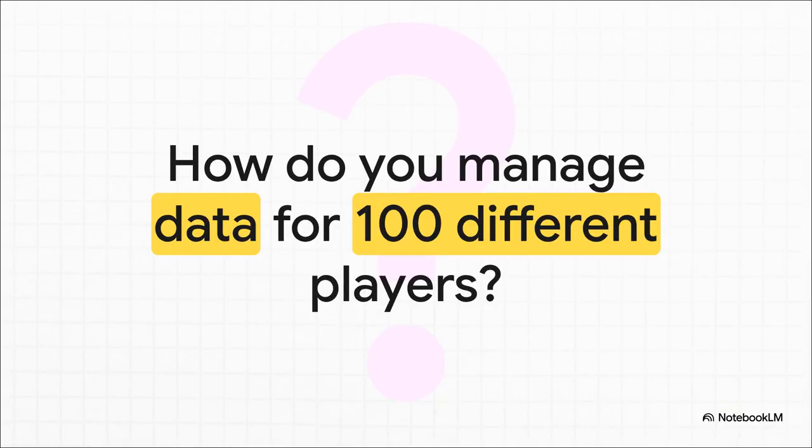So picture this. You've just coded this awesome video game. It's going to be a huge hit, but you've got like 100 different players all running around in the game world at the same time. How in the world do you keep track of everything? Player 1 has 100 health, player 2 has 50, player 1 has a sword, player 2 has a shield. I mean, you can't just create hundreds and hundreds of variables like player 1 health, player 2 health. That would be an absolute nightmare to manage. There has to be a smarter way.